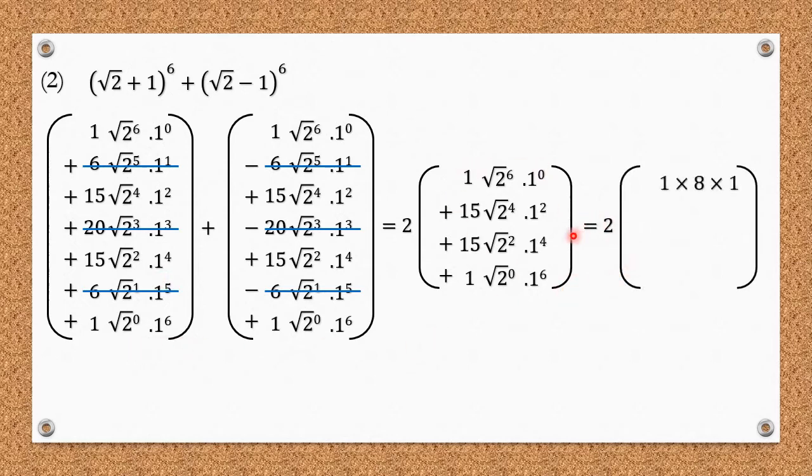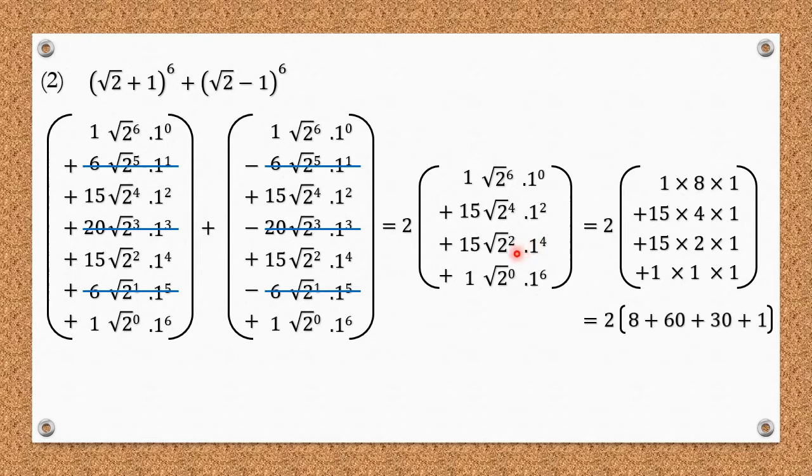Next, I am going to simplify this. How? Root 2 raised to 6, that is 6 upon 2, so 2 raised to 3 will be 8 plus 15 and 4 upon 2. So 2 raised to 2 is 4, and then power 2 and root, so it's just power 1, so 15 into 2, and anything raised to 0 is 1, so everything is 1 here. Next, I'm going to find the multiplication and then add 8 plus 60 plus 30 plus 1. So when you add them up, you get 99.